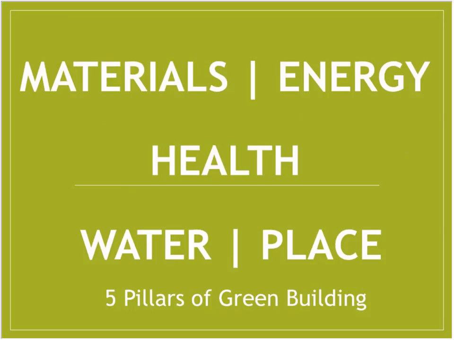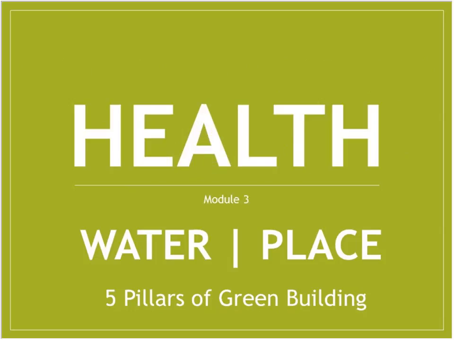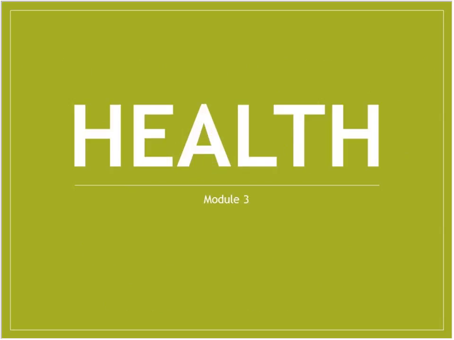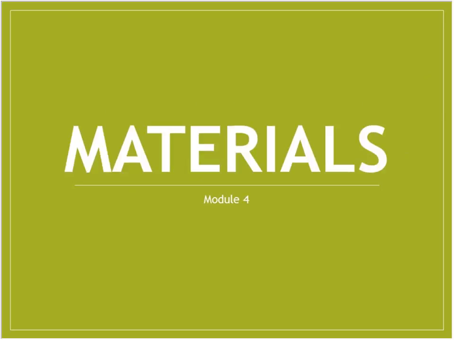Within this series, we are covering the 5 pillars of green building: materials, energy, health, water, and place, one within each module. In our last module, Module 3, we covered health, looking at indoor environmental quality, indoor air quality, physical health, mental well-being, as well as some of the things that can impact more sensitive people and clients of yours within the construction and remodeling process.